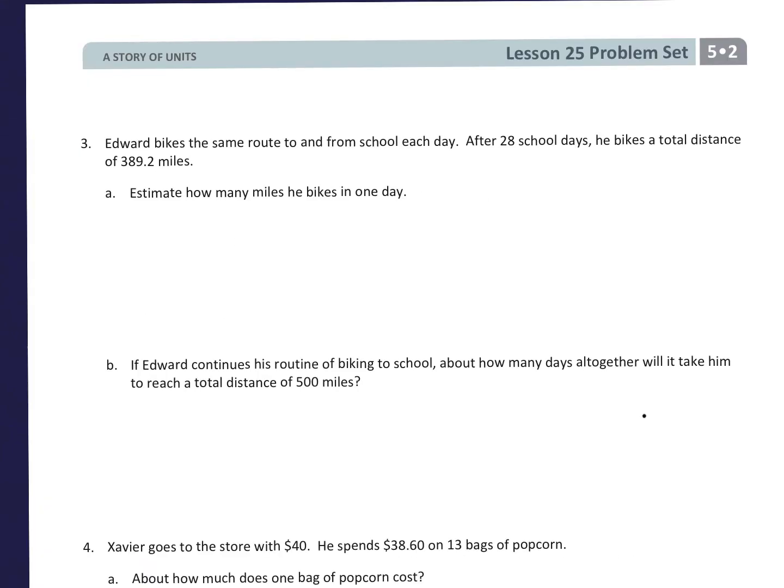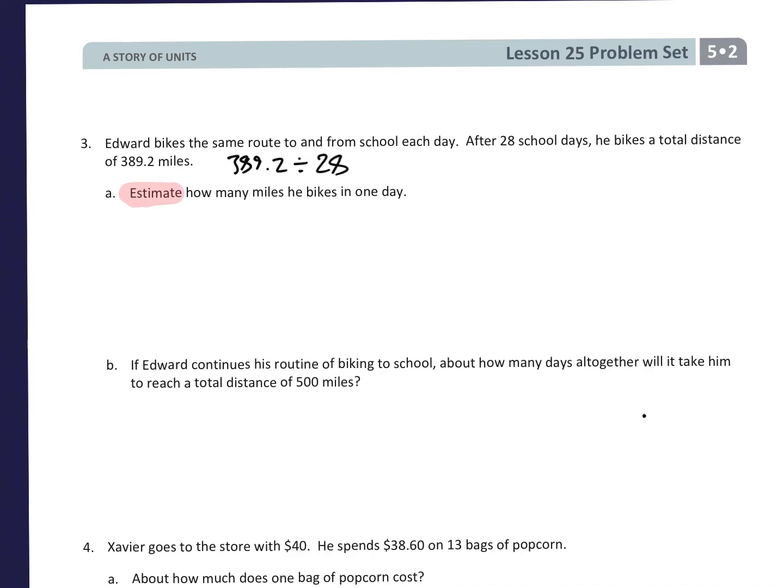So let's look at what this says. Edward bikes the same route to and from school each day. After 28 school days, he bikes a total distance of 389.2 miles. Estimate how many miles he bikes in one day. So I know that I would be dealing with something like 389.2 divided by 28. But that's a really ugly number to deal with. Like it says, we can highlight, we can estimate.